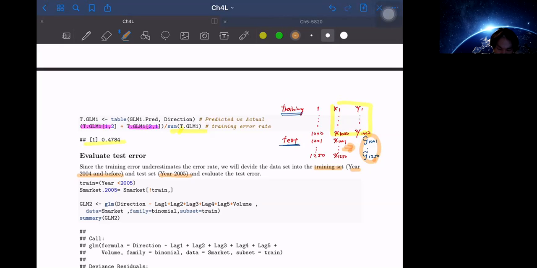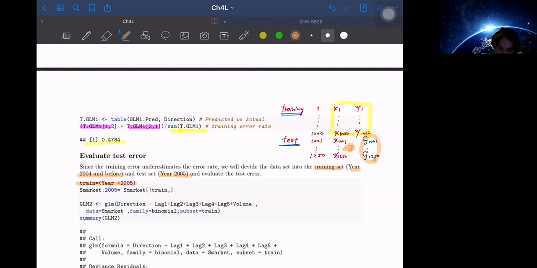So for the training set, we just set the year to be less than 2005. So that is basically a training set. We have the year column. The first 1,000 observations are in the years 2001 to 2004, and the remaining 250 observations are in year 2005. We have 5 business days and approximately 50 weeks per year. So that's why we have 250 observations.